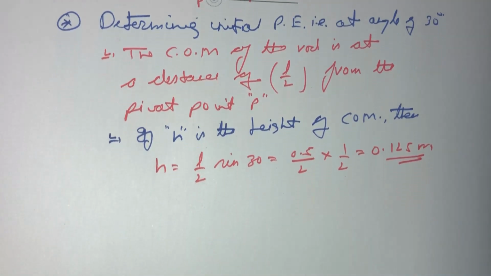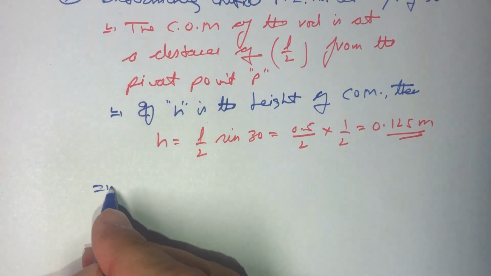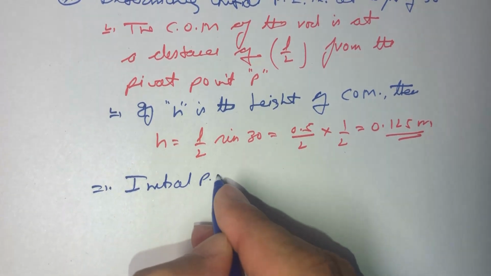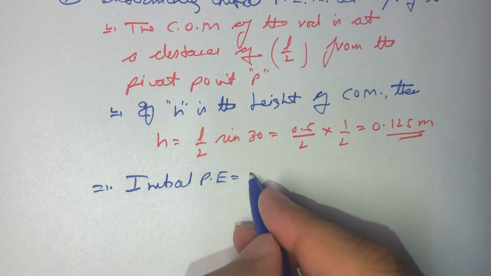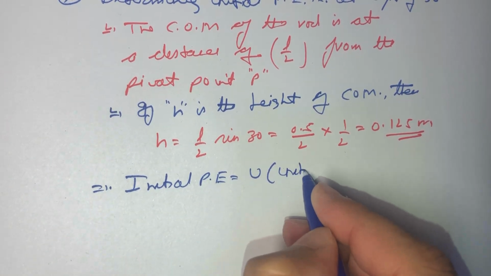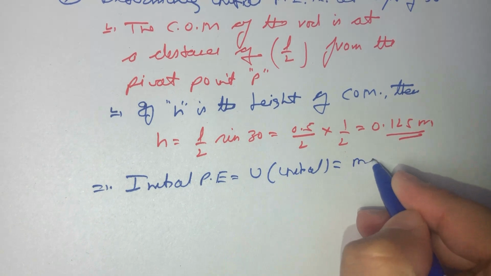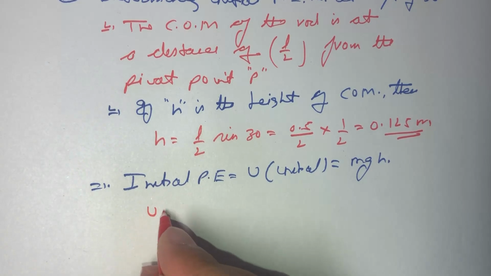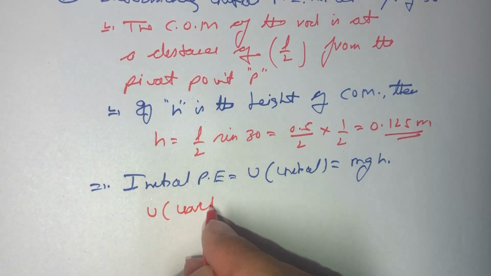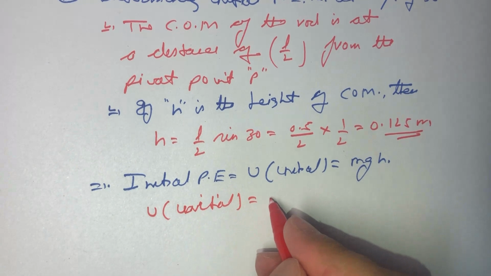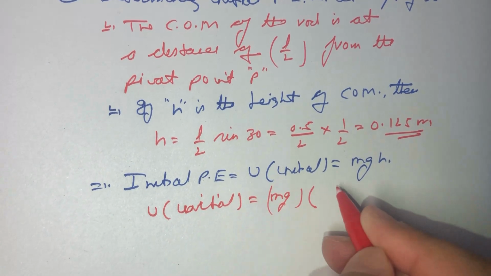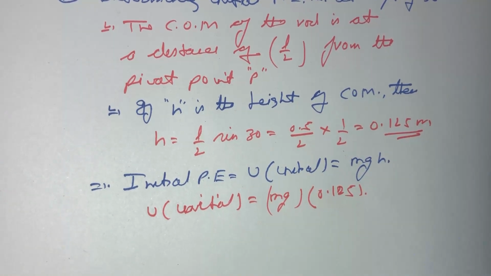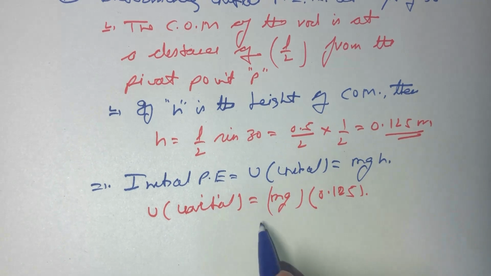Therefore, the initial potential energy, let us call that U initial, will be equal to mgh. h we already know, so U initial will be equal to mg multiplied by 0.125. So we got the initial potential energy.